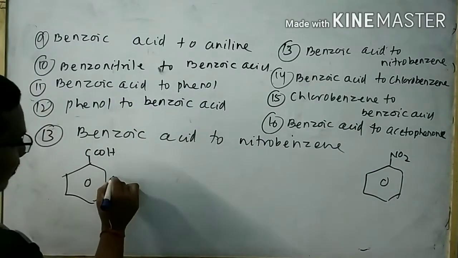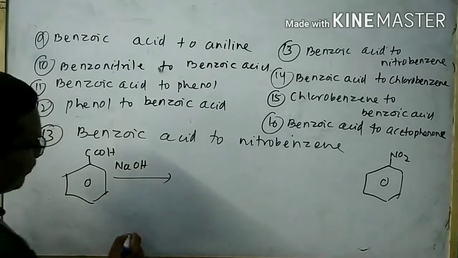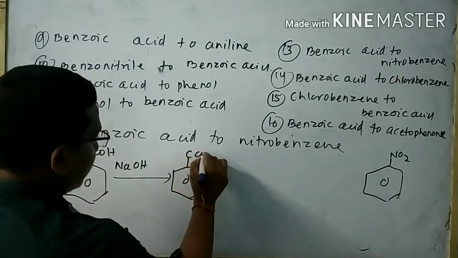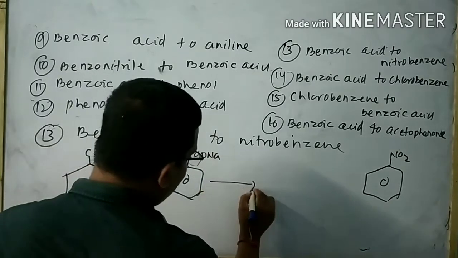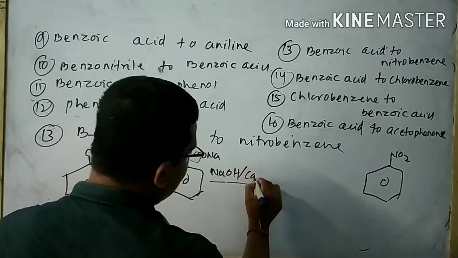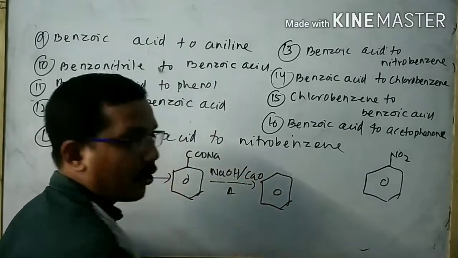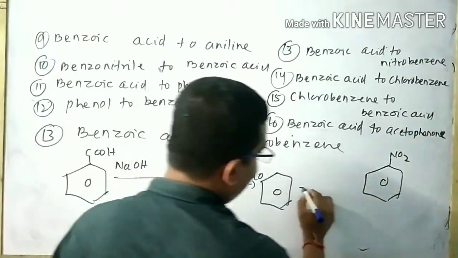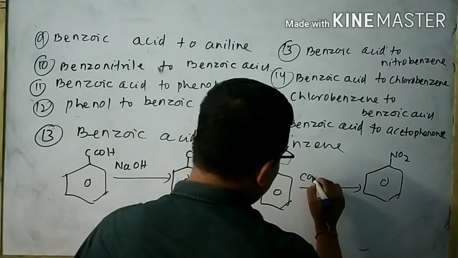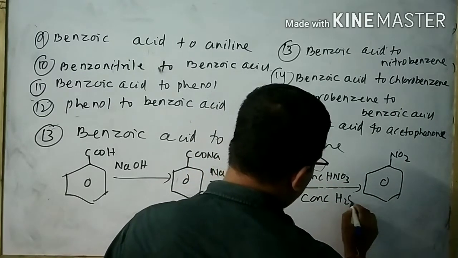At first, benzoic acid subjected to reaction with sodium hydroxide. Sodium benzoate is formed. Sodium benzoate subjected to Dumas method. Then benzene is formed. Now benzene is subjected to nitration. That means benzene subjected to reaction with concentrated HNO3 and concentrated H2SO4.